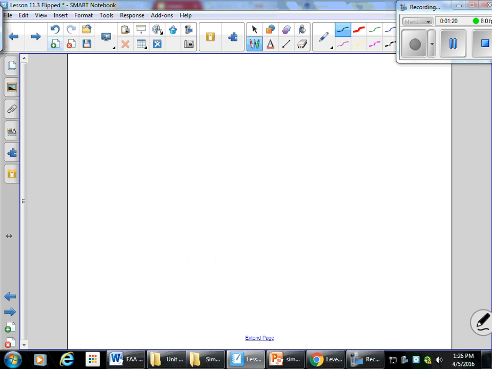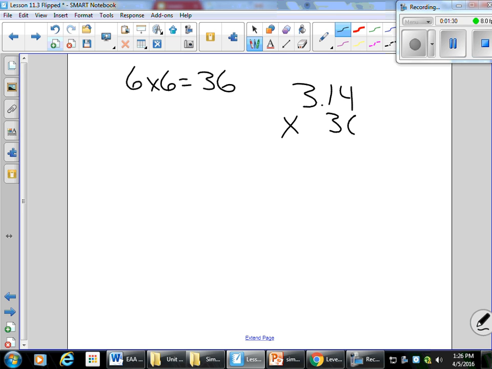So I'm going to go 6 times 6 equals 36. That's what my radius squared is. So I'm going to go 3.14 times 36. I'm going to show my work because this is going to be some good practice for what we're going to be doing in the future. 4 times 6 is 24. 6 times 1, 6, plus 2 is 8. 6 times 3 is 18.